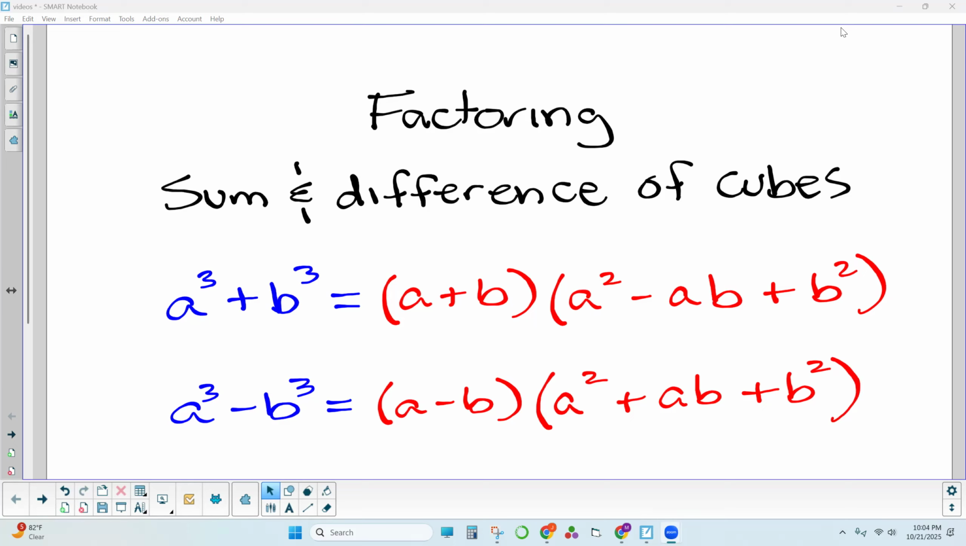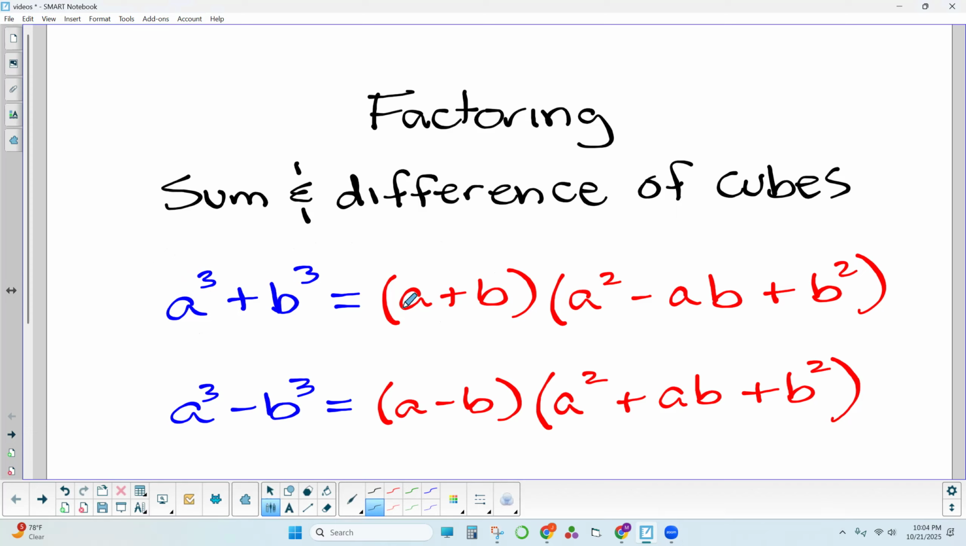So on the left side in blue, we've got our perfect cubes. We've got the addition of cubes, we've got the subtraction of cubes. And on the right in red, this explains how we break this down into factors. So what this is saying is if you take the cube root of A and the cube root of B and add them together, you have a binomial factor.